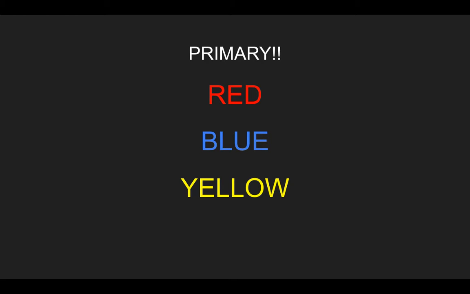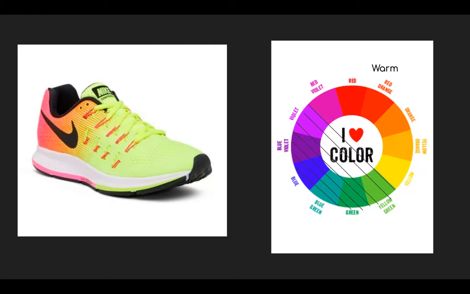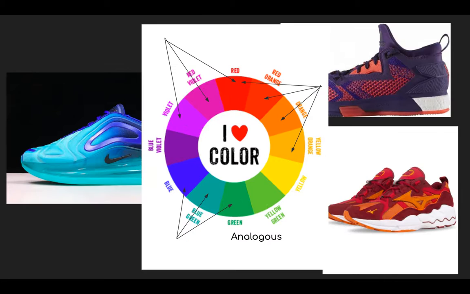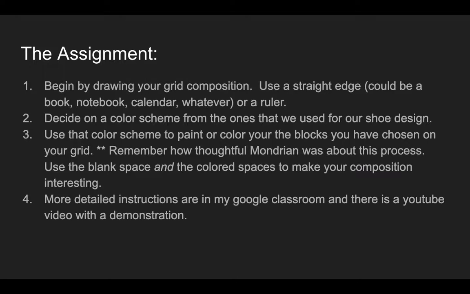Primary are those colors we've talked about since the very beginning, back when you were probably really little in kindergarten. Red, blue, and yellow. I like to think of them as the first colors, because from them, every other color in the universe is created. We would not have any other colors without these primary, very important colors. I want you to think about all of the color schemes that we talked about for our shoe design last week. We talked about warm, cool, complementary, analogous, monochromatic.